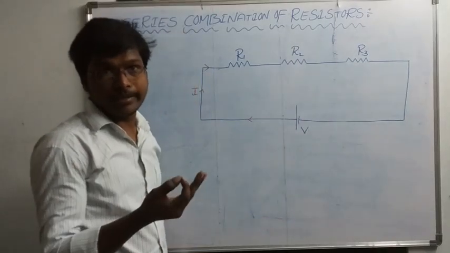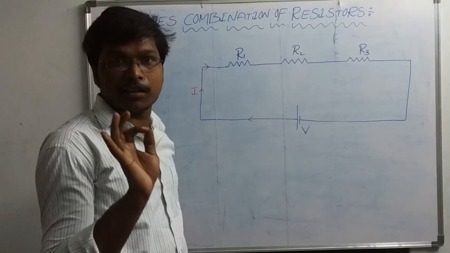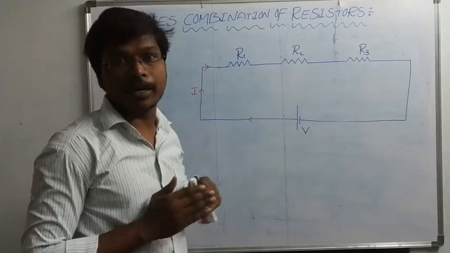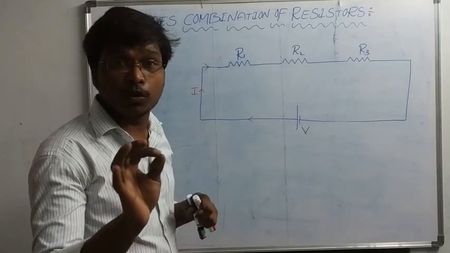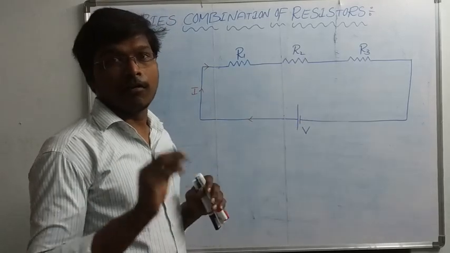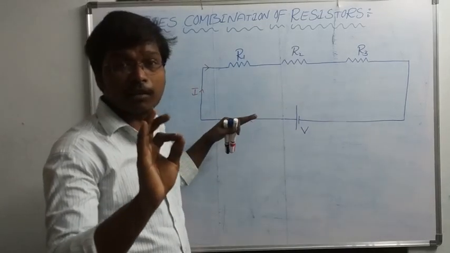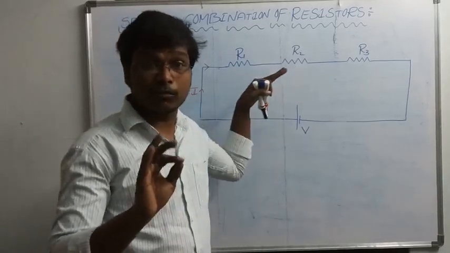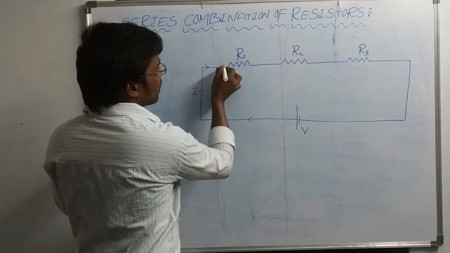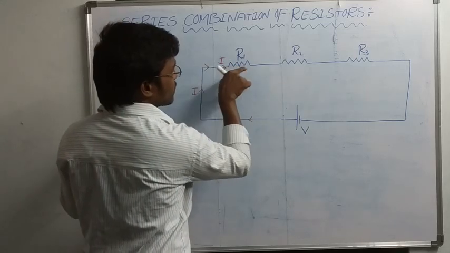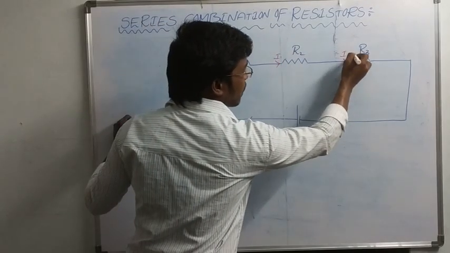So what I am going to tell is, when resistors are connected in a series format, the same amount of current flows through all the resistors. Here also current I flows through this resistor, here also current I flows through this resistor, and here also the same current I flows through this resistor.